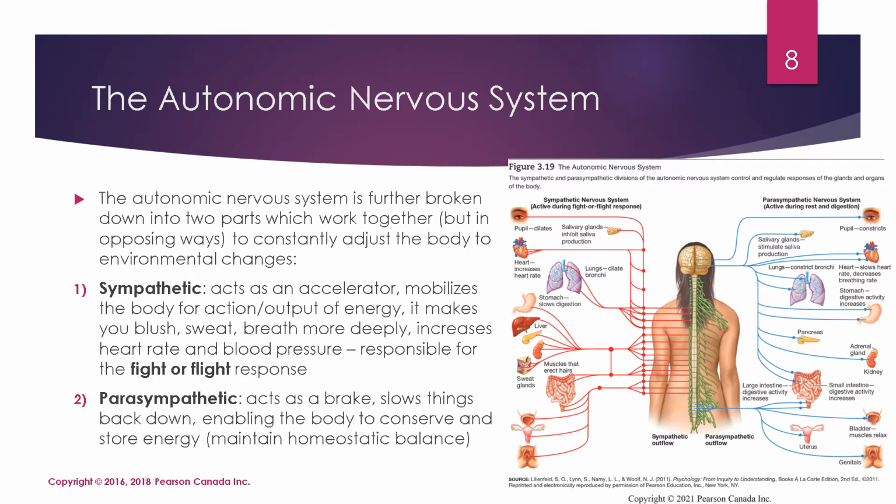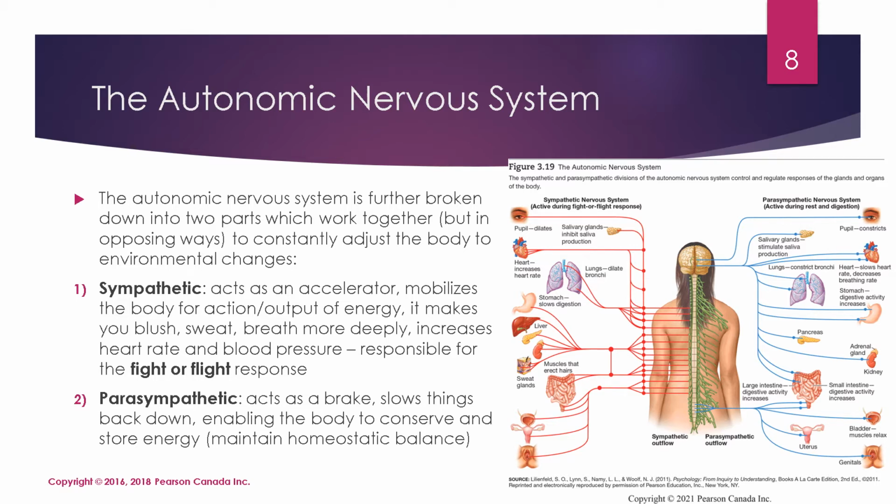And so basically what happens is when you're put in that kind of situation, your autonomic nervous system within your peripheral nervous system causes your body to start to ramp everything up and prepare for that immediate action in order to face the threat. And then the parasympathetic acts opposite to that. So it acts as a brake, it slows things back down, and enables the body to conserve and store energy. So basically to maintain what we call a homeostatic balance. So it maintains that sense of equilibrium within your body.